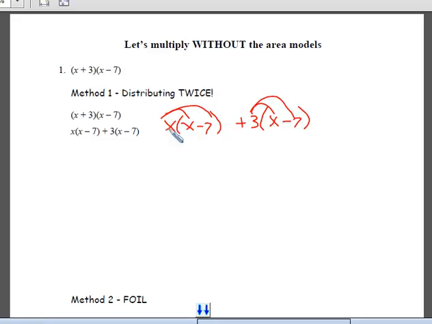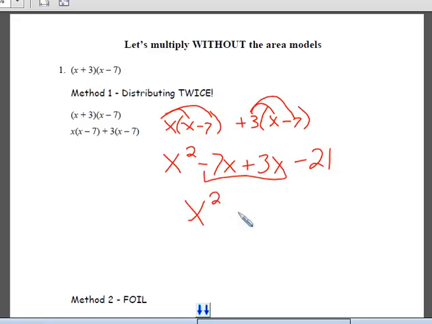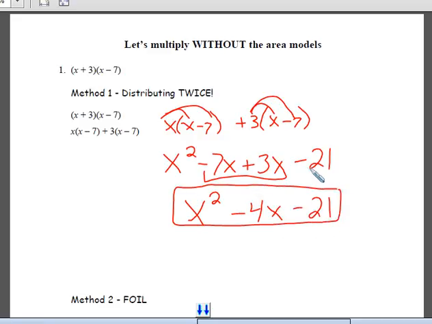Now watch what happens. X times x is x squared. X times negative 7, negative 7x. Positive 3 times x is positive 3x. And positive 3 times negative 7, negative 21. Combine like terms, x squared minus 4x minus 21. Easy peasy, lemon squeezy. Alright?